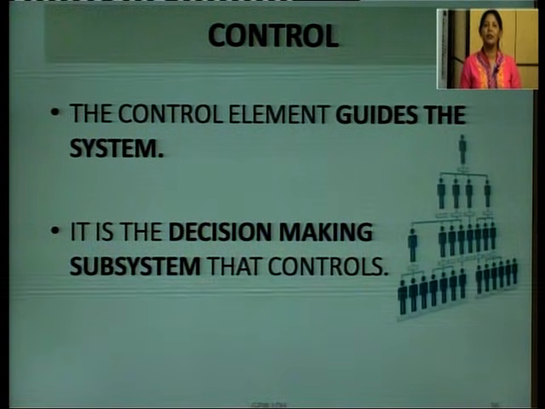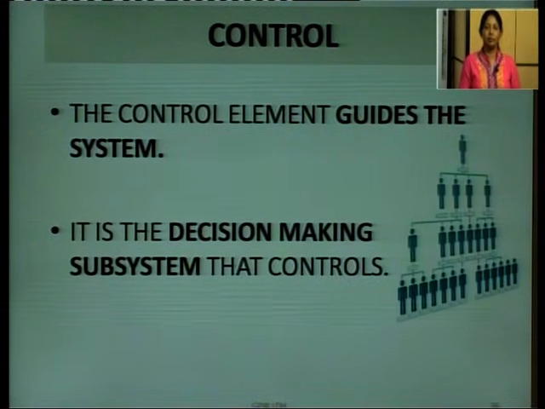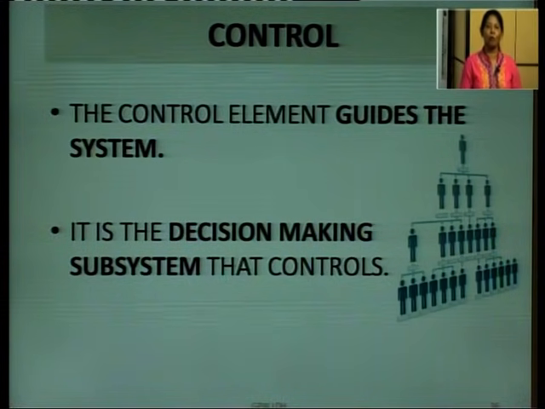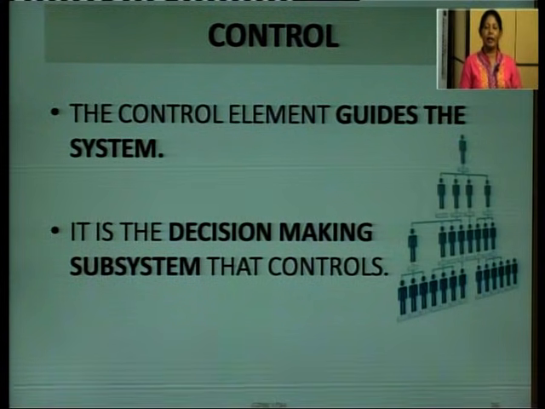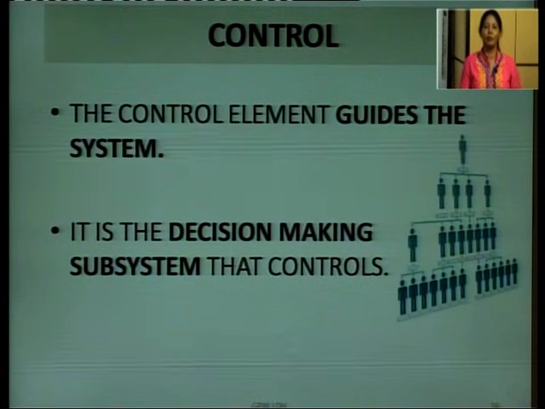Next is the control. Control is that element that guides the system. It is the decision making subsystem that controls. The best example is your college: the principal controlling the overall college, and the head of the department controlling the overall department. So control means that which guides the system.